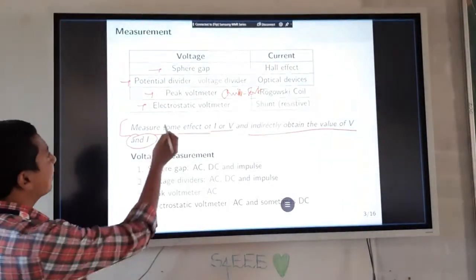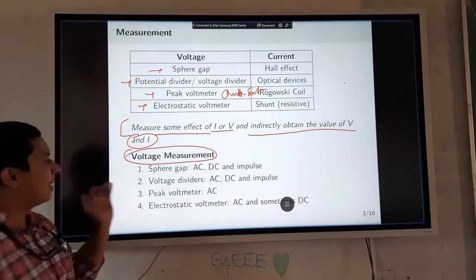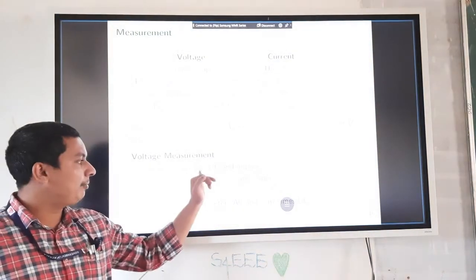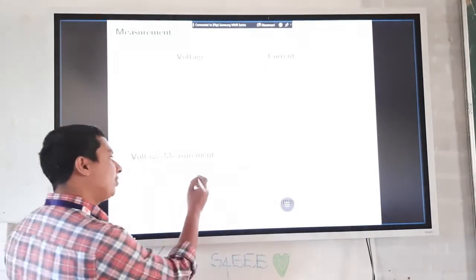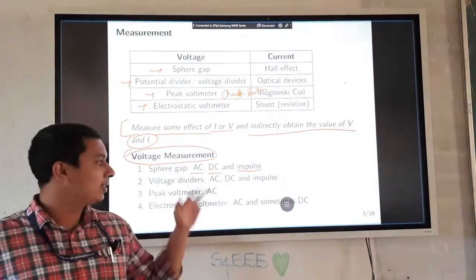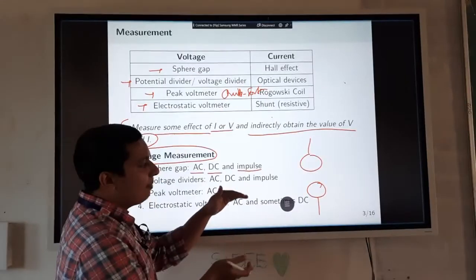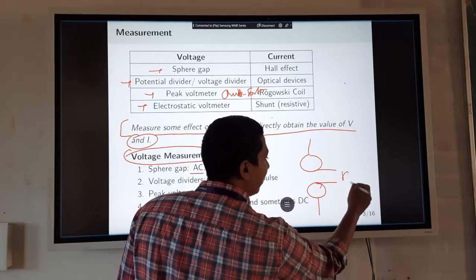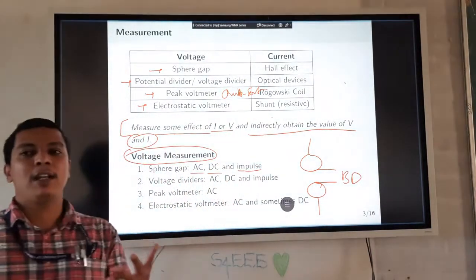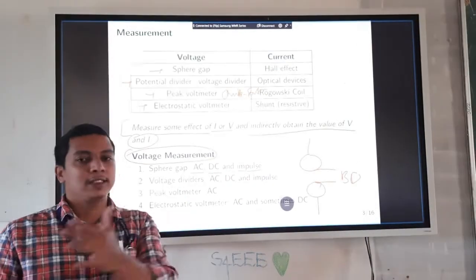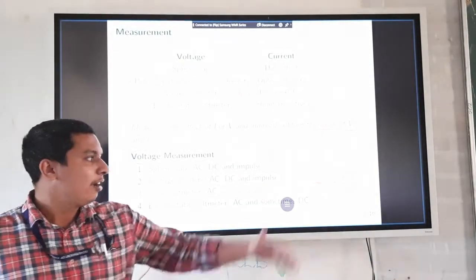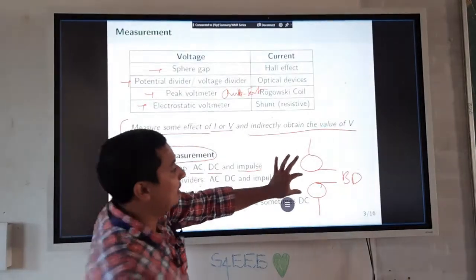Now, let us start with voltage measurement and see the summarization. Sphere gap: in which cases can we use it? We can use it for AC, DC as well as impulse measurement. It is quite simple: you have two spheres connected like this, you adjust the gap, and you note down the gap at which you have breakdown. We already know the breakdown of air for a particular distance, and from a lookup table we can find the voltage corresponding to the gap distance. We will discuss it later.